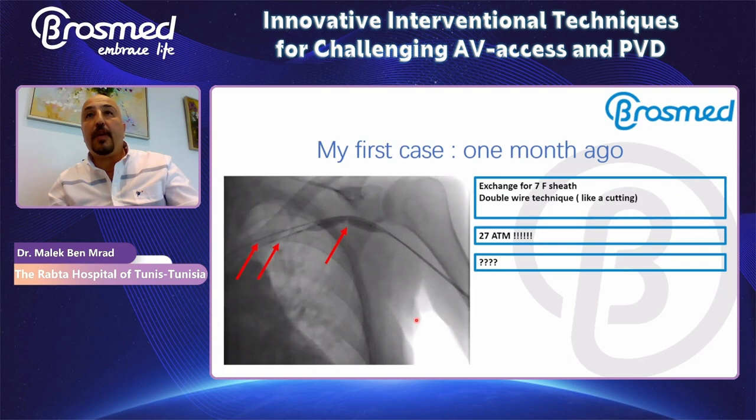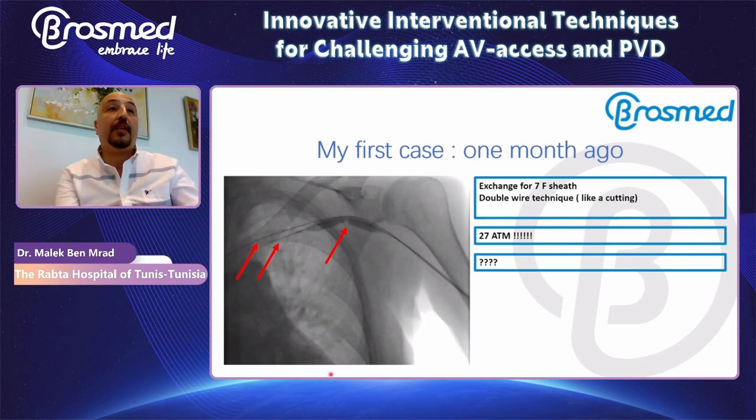It's very easy. We exchange the first 6-French sheath for a 7-French sheath, and we introduce a second hydrophilic guide wire in parallel to the first one, to have a cutting effect when you inflate the balloon. Despite this approach, we were unable to overcome the lesion. It's a very, very resistant lesion.